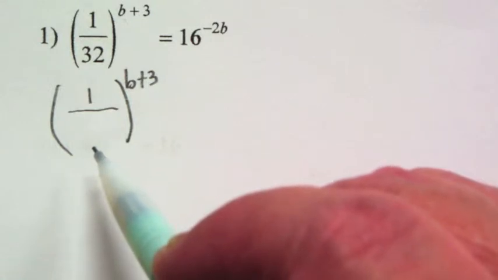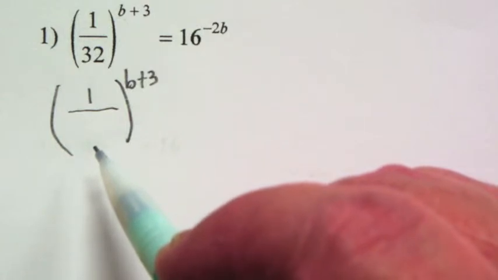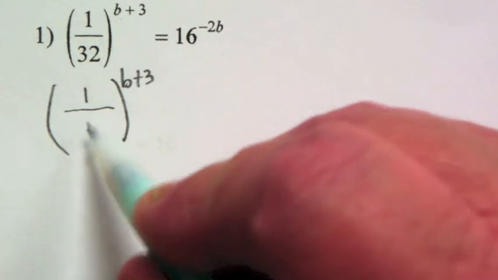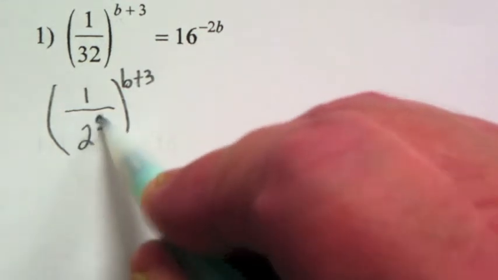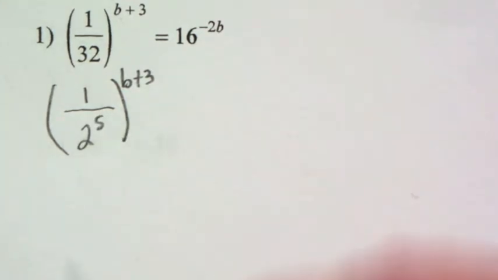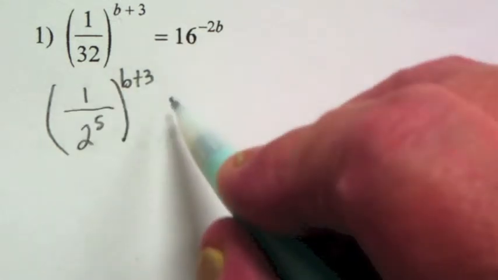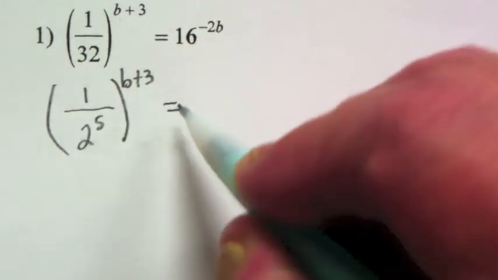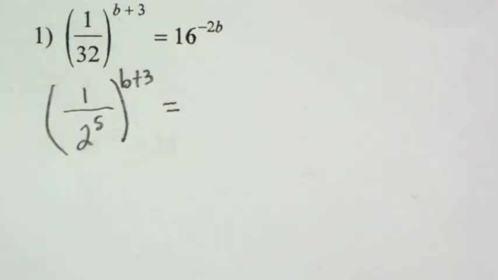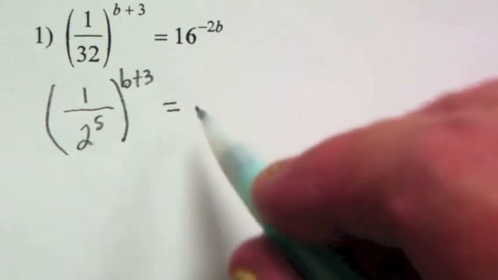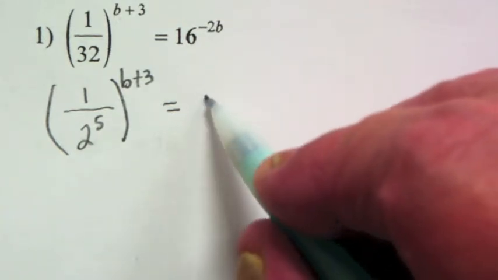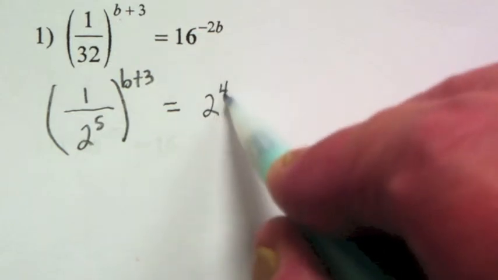Well, 2 times 2 is 4, that's squared, times 2 is 8, that's 2 to the third, times 2 is 16, that's fourth, so it would be the fifth, so 2 to the fifth. If you take 2 to the fifth, you'll get 32. Now on this other side, I want to write it with a base of 2, so that is 2 to the fourth power.